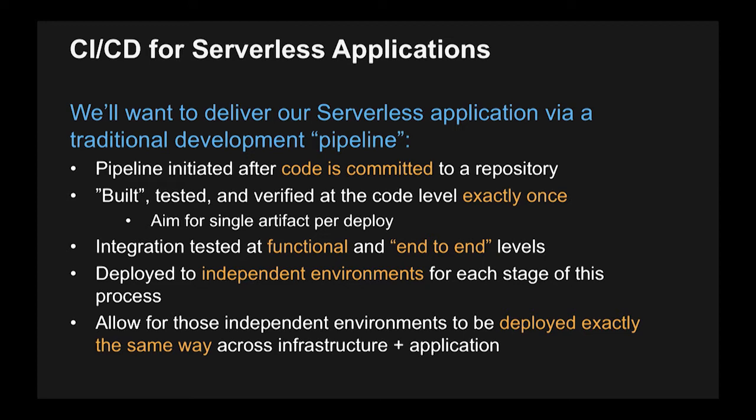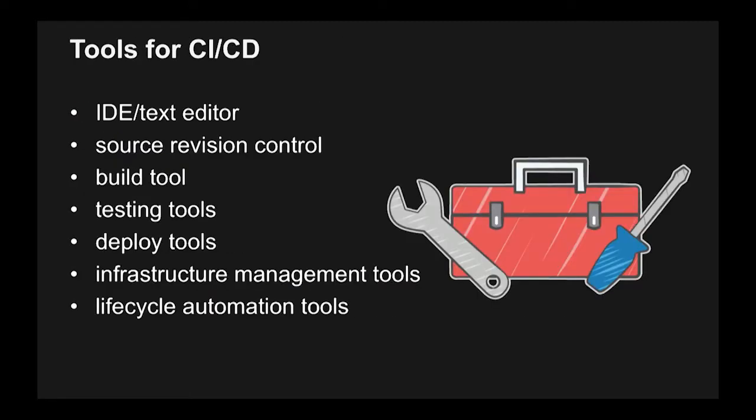So we don't want to have one deployment model for dev and then one deployment model for prod. So what are the tools that we'll need for this? So typically, some way to write our code, some place to store our code, a build tool, testing tools, deploy tools, infrastructure management tools, and ideally some sort of lifecycle automation tool for this process.